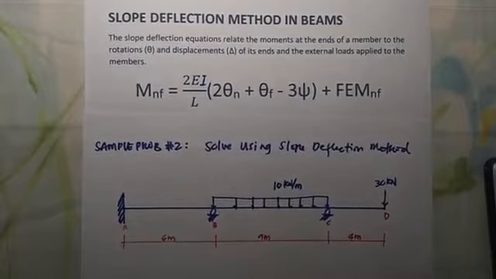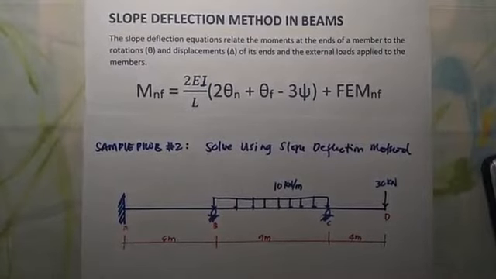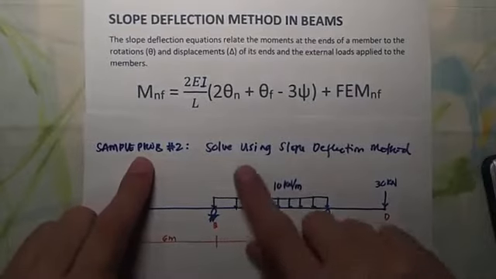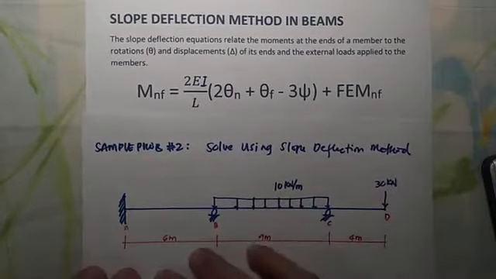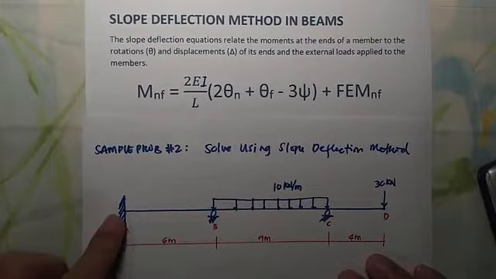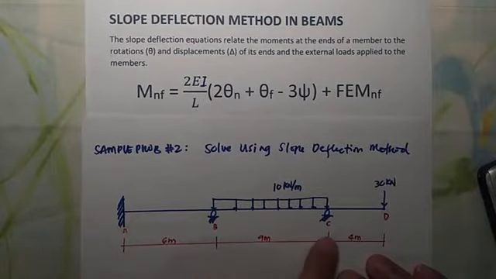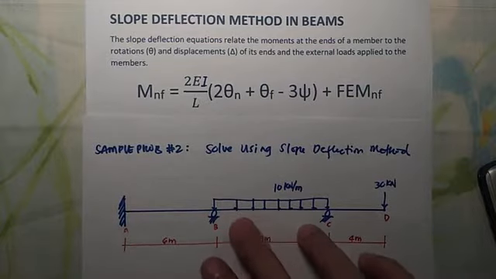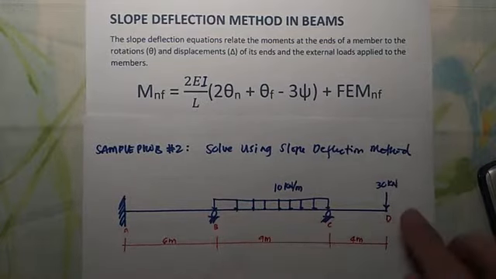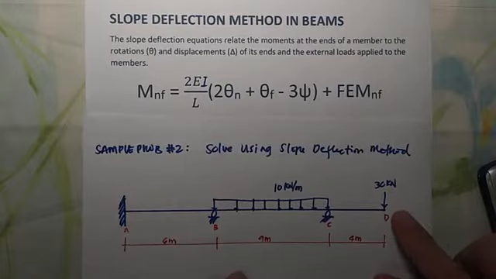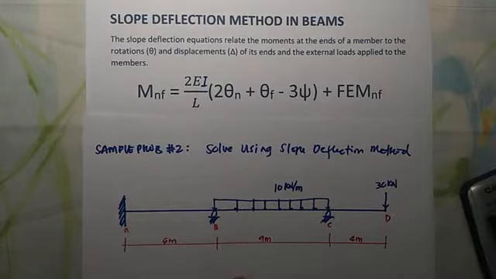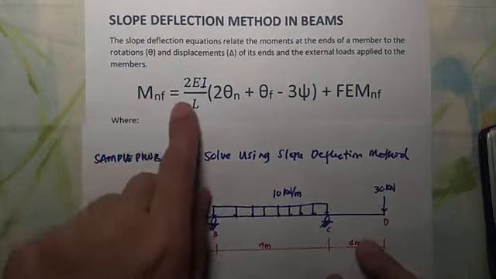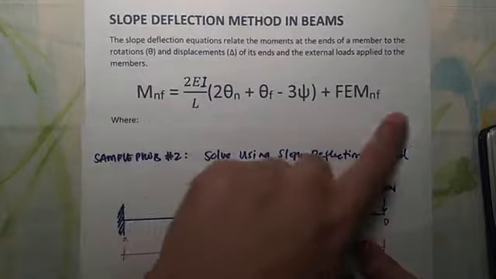Hi, good day. So today I'm going to discuss my second sample problem using the slope deflection method. As you can see from this continuous beam, we have a fixed support at A, a roller at B, a roller at C, and a free end at point D. It is loaded with a uniform load on segment BC and a concentrated load of 30 kilonewtons on the free end at D. Again, this is our general slope deflection equation.